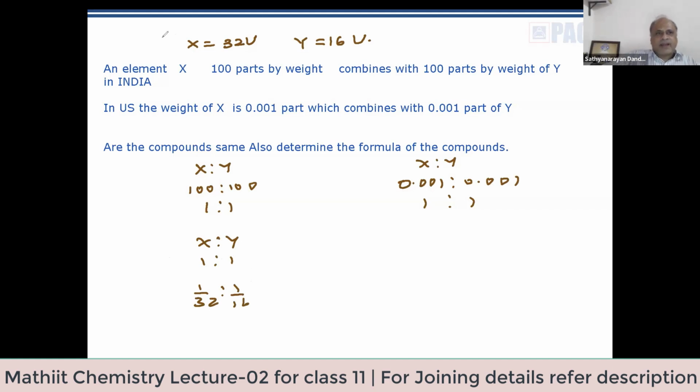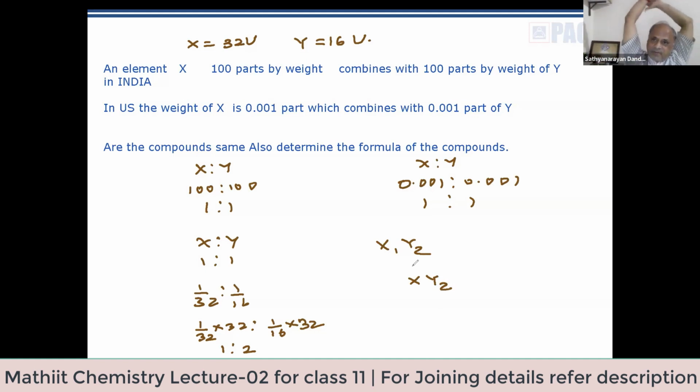Now, fractions cannot be there. Can I multiply both sides by 32? If I multiply both sides by 32, I can remove the fractions. Yes or no? That is the trick. So what will happen? 1 is to 2. Their formula is X1 Y2. Formula is XY2. And both the compounds are the same. So what is the actual compound name? Sulfur dioxide.